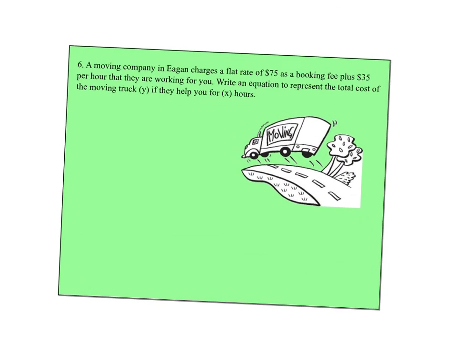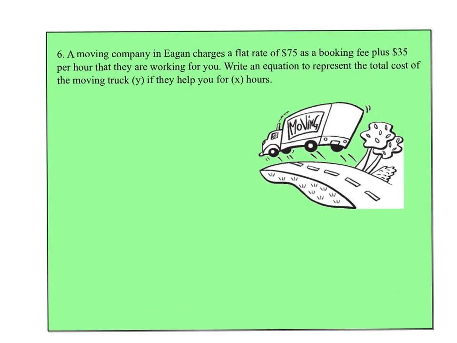So let's take a look now. A word problem. The math student's kryptonite. Word problems. Moving company in Egan charges $75 flat rate plus a booking fee plus $35 per hour that they are working for you. Write an equation to represent total cost of a moving truck, Y, if they help you for X hours. Okay, so let's look at this.